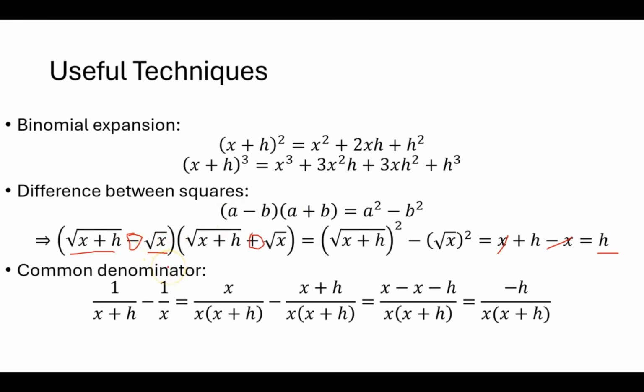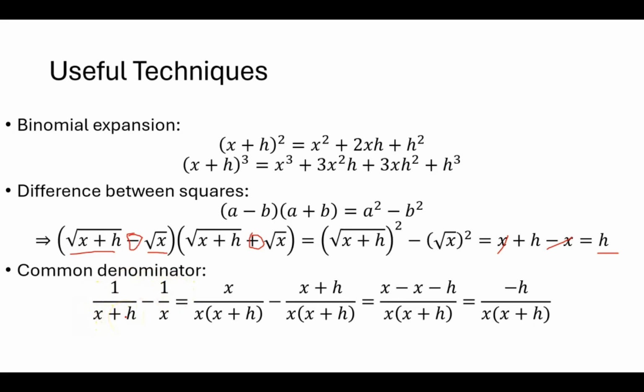And the third one is common denominator. This works well if you have fractions in your function. So for example, you have 1 over x plus h minus 1 over x. For the first principle questions, you don't want to have two fractions minus together. You need to somehow work in your numerator, so you can have h appear in the numerator and cancel out the h in the denominator.